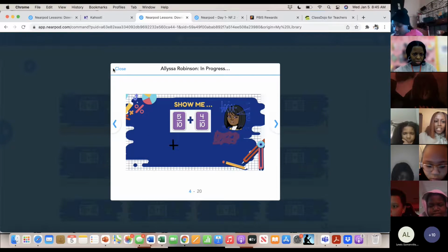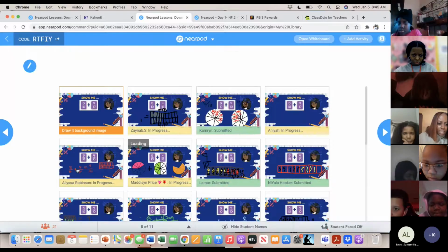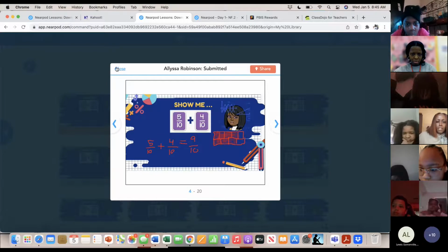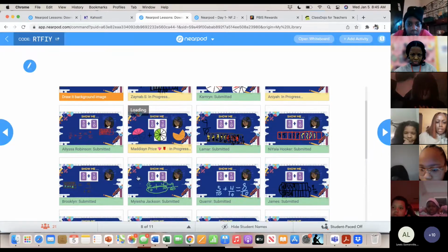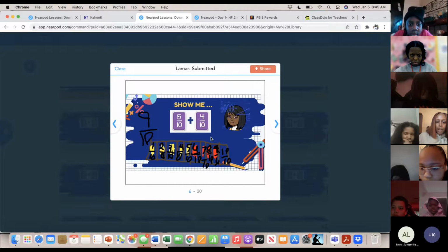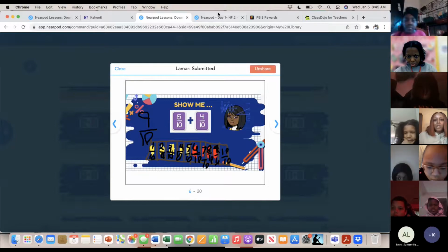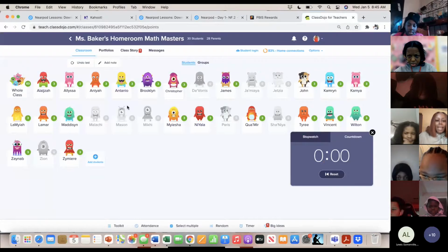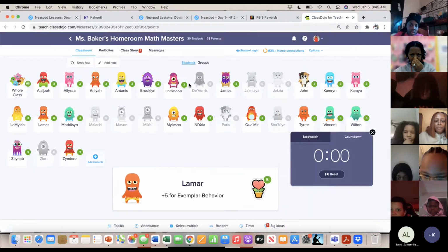Alyssa did standard algorithm. And then I see you tried to come back and do the fraction bars, but make sure your fraction bars have those 10 parts. 10 is our denominator. Lamar, I love this. This is what I would have done. So good. I don't have to show you all. I could just use Lamar's as an example. I definitely got to give you some exemplar behavior and some math master points.